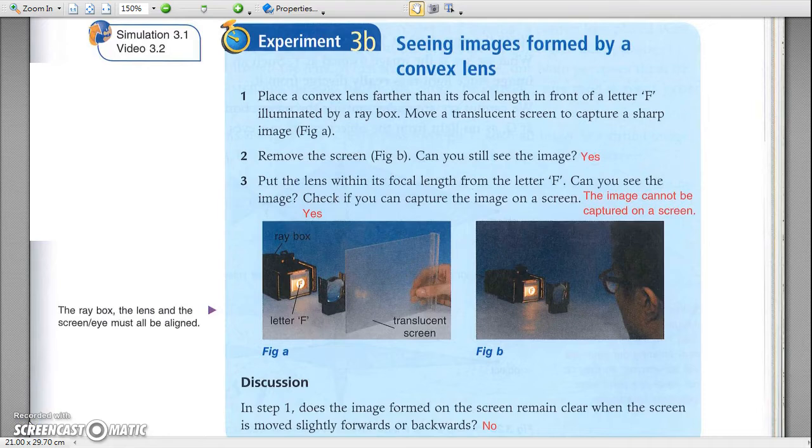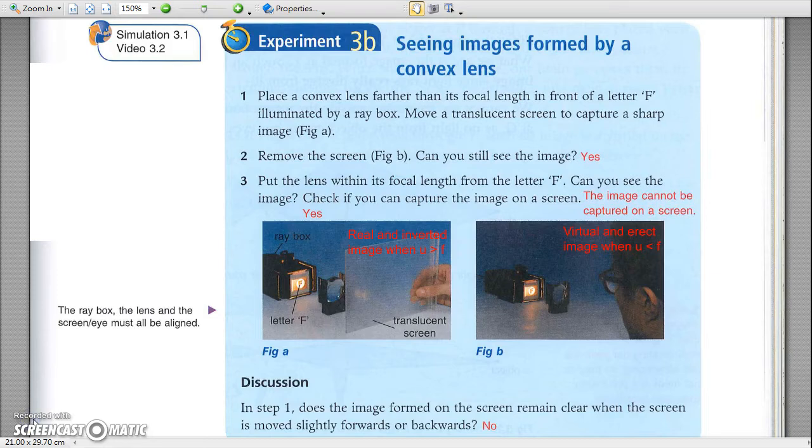A convex lens forms different types of image depending on the object distance. The image formed is real and inverted when the object distance is longer than its focal length, but becomes virtual and erect if the object distance is shorter than its focal length.